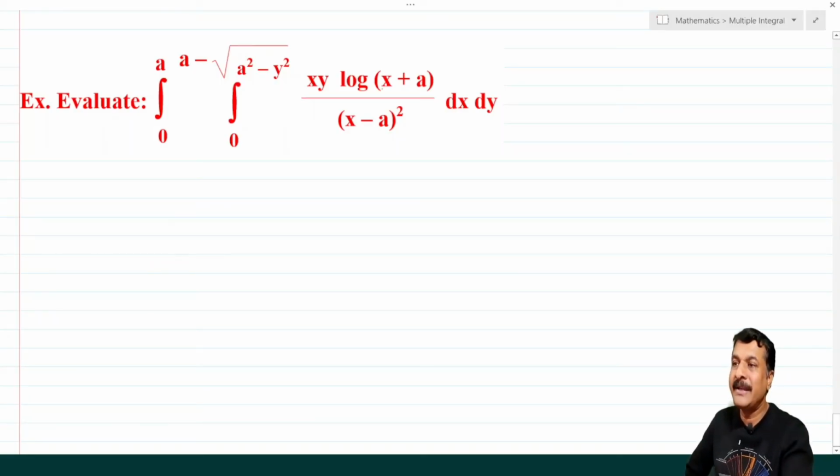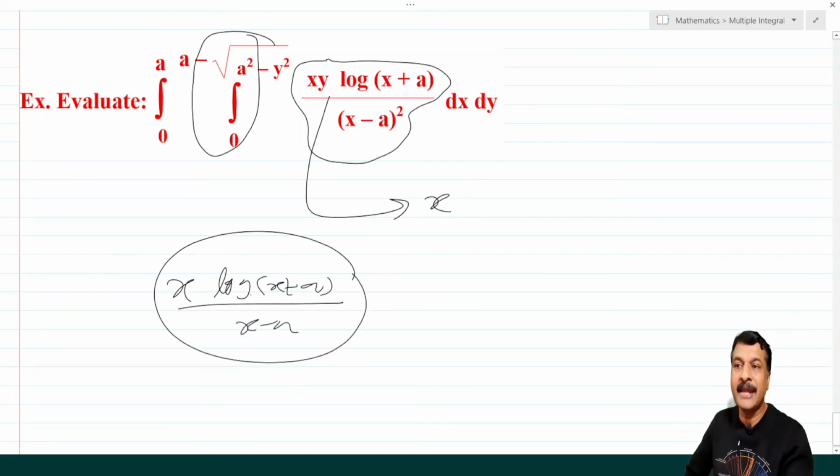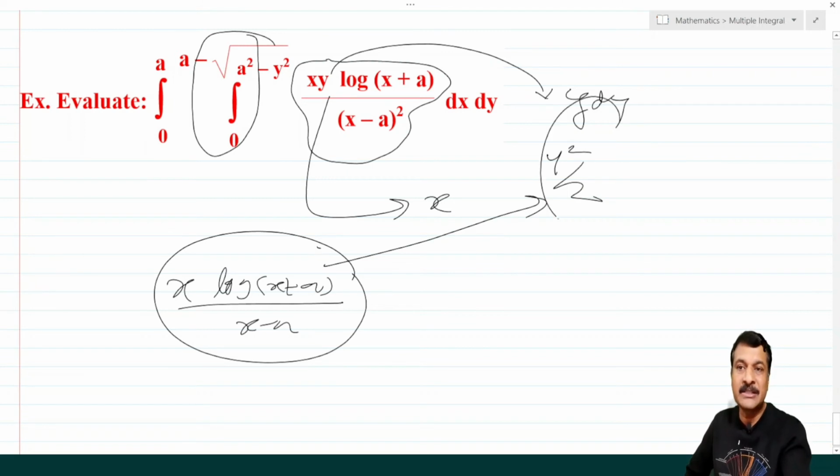Example: evaluate integration 0 to a, inner integration 0 to a minus under root of a square minus y square, xy log of x plus a upon x minus a whole square dx dy. So this is the integral, and these are the limits. The inner limit contains y, means integrate with respect to x. So how many x are there? x, then log of x plus a upon x minus a. So 3x, but how many y? Only y. And what is the integration of y? It is y square by 2, which is an easy one. So with respect to y is easy.